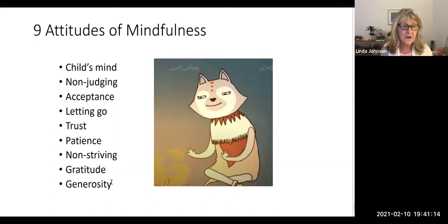And one of your assignments this week was to choose one of these and reflect on which one you're most drawn to. So if you have a moment, could you throw it into the chat, which one of these attitudes of mindfulness you're most inspired to practice this week? Usually one of them will just pop out at us. This is one of the quiz questions to receive points today.